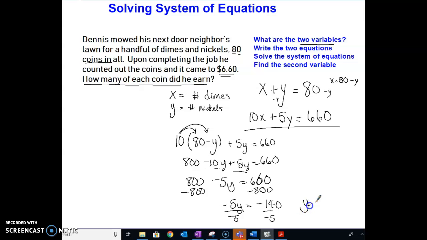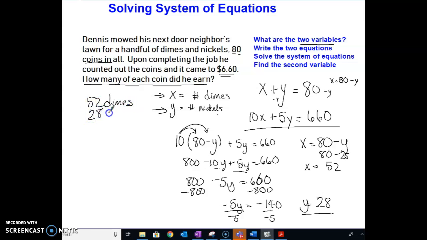That means y actually equals 28. Let's go back and look. We wrote that y was the number of nickels. I have 28 nickels. So to find the number of dimes, I'm going to plug it back in because the number of dimes is going to be 80 minus the number of nickels, or 80 minus 28. So x is going to be 52. So because I had written this, I can look back and see that I actually have 52 dimes and 28 nickels.